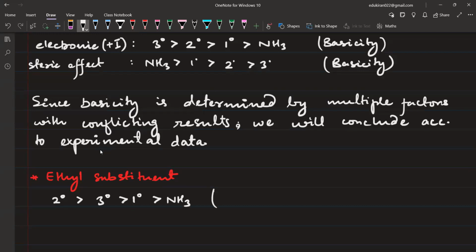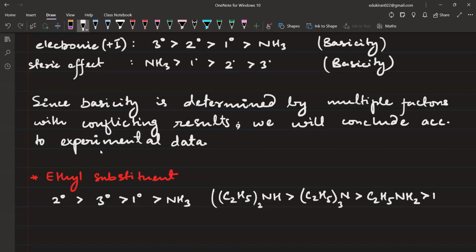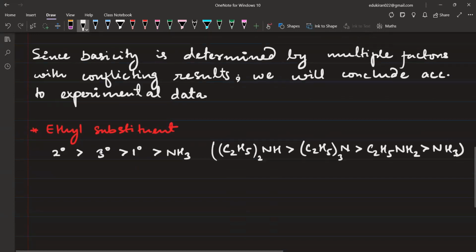If I talk about the structure, ethyl is C2H5. 2 degree is the highest: there are 2 C2H5 groups and nitrogen has 1 hydrogen. This is the most basic, followed by 3 degree, which has 3 C2H5 groups bonded to 1 nitrogen atom. And then you have C2H5 bonded to 1 nitrogen with 2 hydrogens. And then you have ammonia, that is NH3. So this is the order for ethyl.